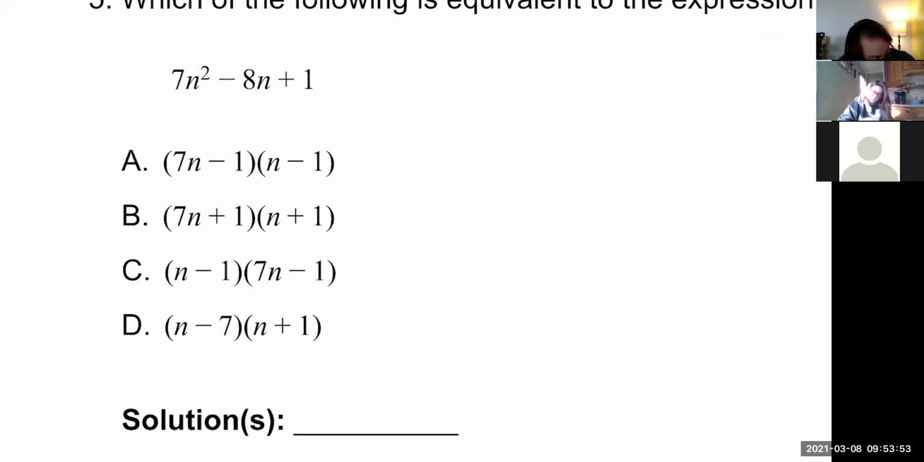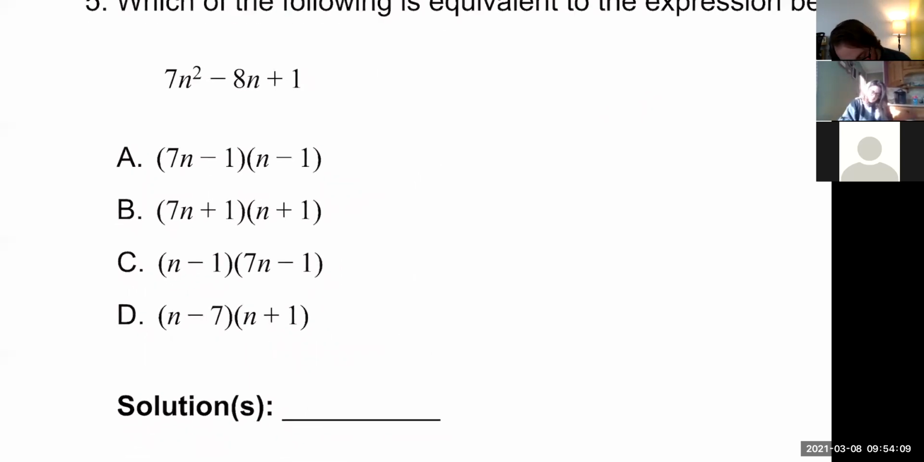Regardless, what do we always check for first? Not like terms. Greatest common factor. I don't think there is one other than one because of that one in the third term there. So what's my A? 7. What's my B? -8. And my C? +1.